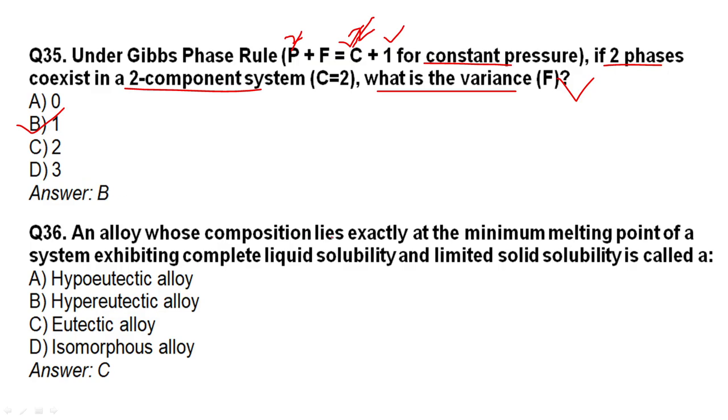An alloy whose composition lies exactly at the minimum melting point of a system exhibiting complete liquid solubility and limited solid solubility is called a eutectic alloy. So the answer is eutectic alloy.